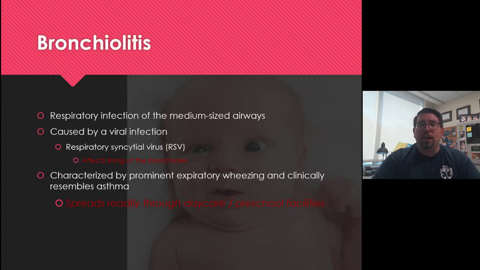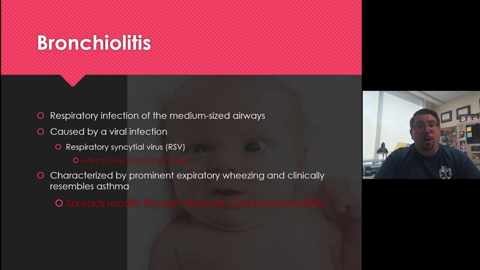The next emergency we look at is bronchiolitis. Bronchiolitis is inflammation or a respiratory infection of the medium-sized airway, generally caused by a viral infection, and we would refer to this as a form of RSV, or respiratory syncytial virus. Again, it affects the lining of the bronchioles. Now, this is characterized by a predominant expiratory wheeze and will clinically resemble that of asthma. We oftentimes will think that children who are young enough will be suffering from asthma, when oftentimes it is truly more of an acute diagnosis of bronchiolitis.